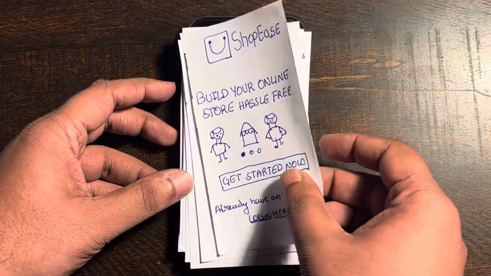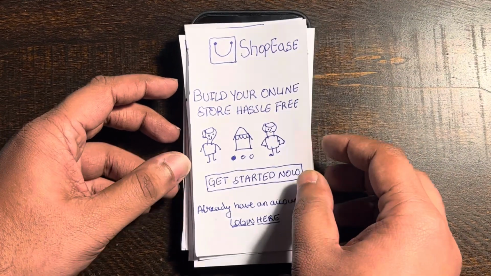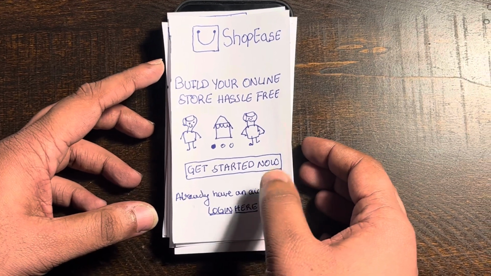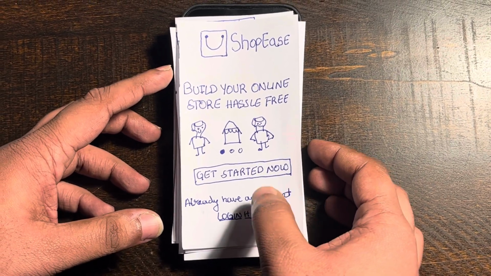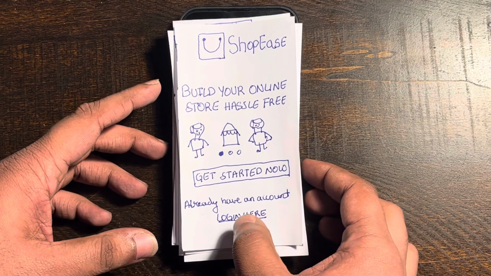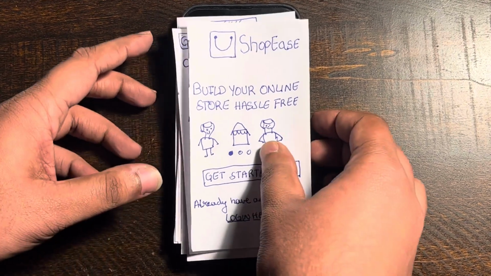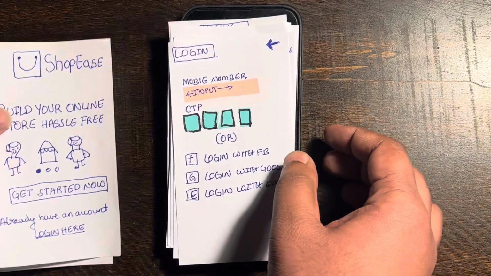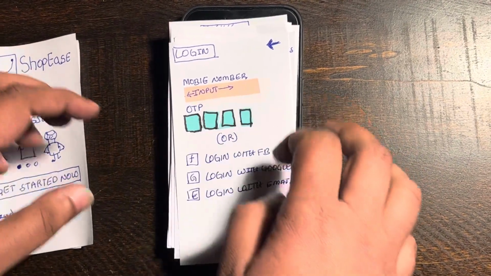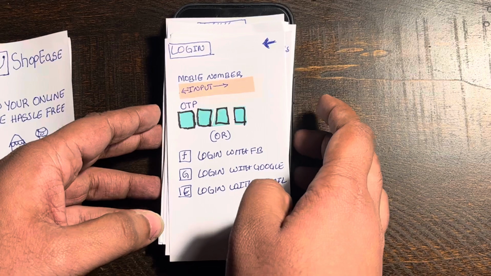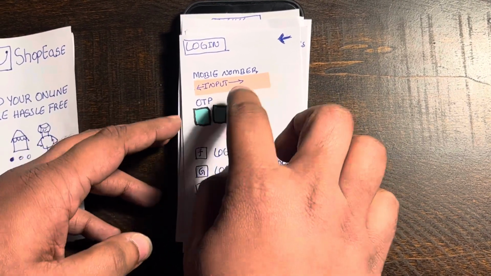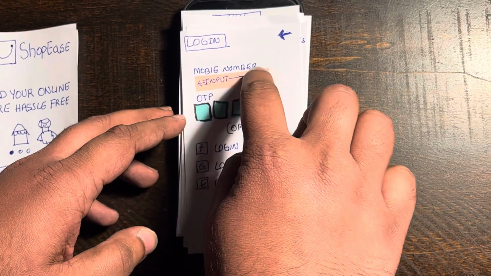So this was the case when the user was new, but if the user was already an existing user registered on our application, then he will click the Login Here button. Once he clicks it, he will be taken to the login page. Over here on the login page, if the user chooses to use a mobile number, he will give an input in this particular field.